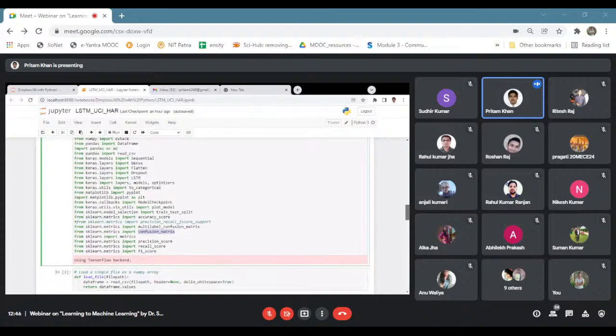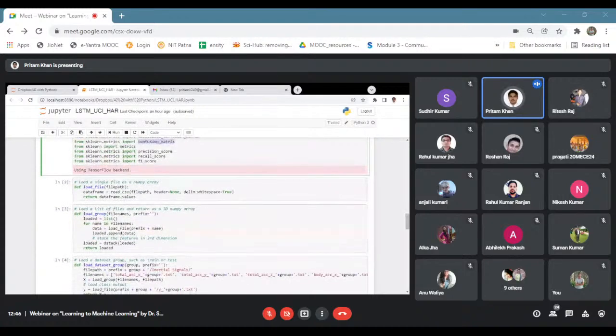Okay, so now I am going into the code. I am using the UCI HAR, University of California Irvine Human Activity Recognition dataset. That dataset was recorded by 30 participants, and they performed 6 activities: walking straight, walking upstairs, walking downstairs, and then sitting, standing, and laying down. So these are the 6 activities that we need to detect.